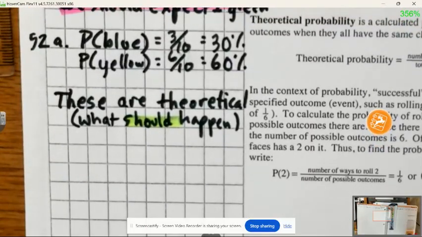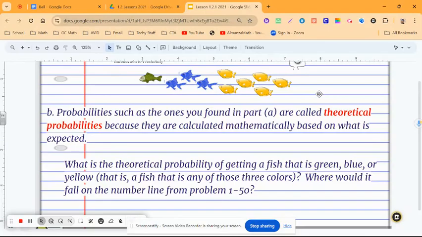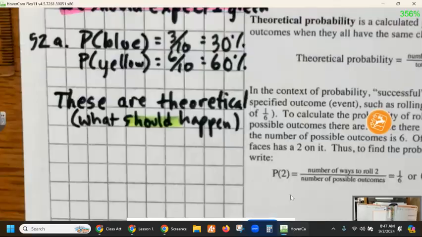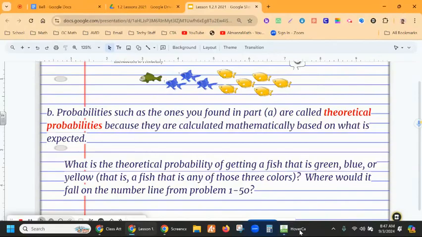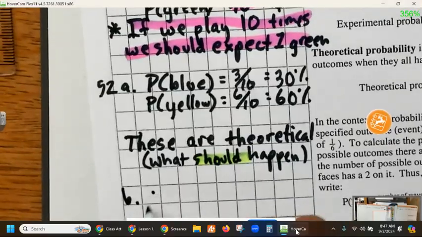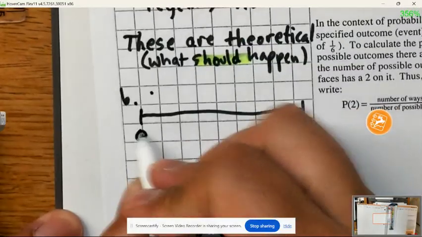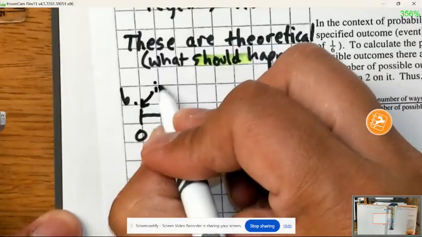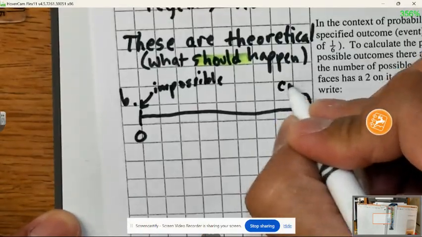Okay, now on this next part, it says probabilities are theoretical, and if we want to find out what is more likely to happen, let's look at where these would fall on that number line that we drew earlier at the beginning of class. Okay, this is B on this one. So if we were to draw that number line, we'll draw it from here to here. And remember that this is 0 and this is 1, and 0 means impossible, and 1 means that it is certain to happen.